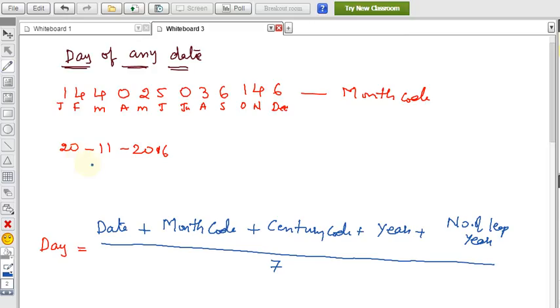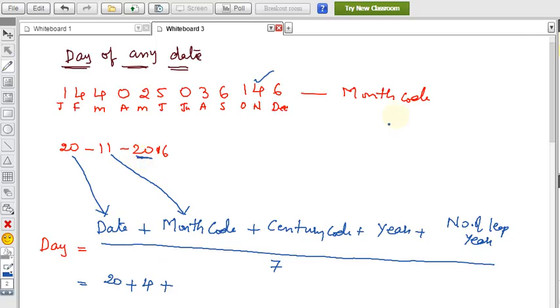So now this is the date, that is 20, plus month code. So the month code for November is 4. Now this is the 4 for the month code. So regarding month we need to take the month code, that is 4, plus century code. Now this is the 20th century.